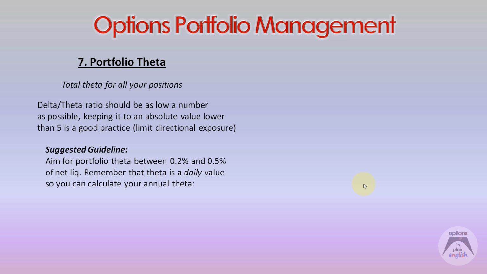So the suggested guideline is to aim for a portfolio theta of between 0.2% and 0.5%. So if you have a portfolio that's 100,000, we'd be talking about anywhere between $200 and $500 in daily time decay in your favor. Remember that theta is a daily value, so you can calculate your annual theta. So if you make 0.2% or 0.5% a day, how much are you going to make a year if you manage to maintain those numbers for the whole year?